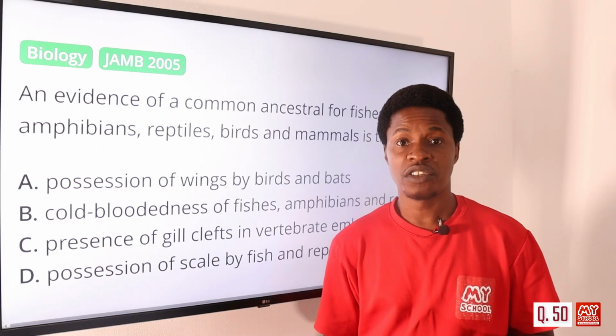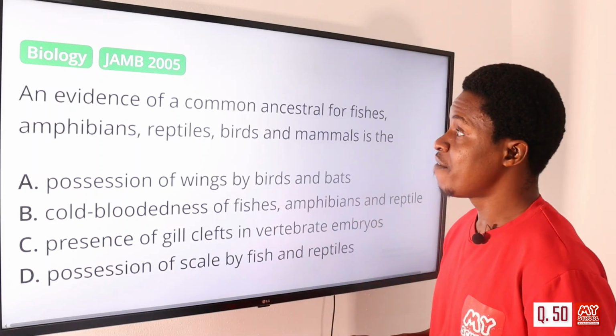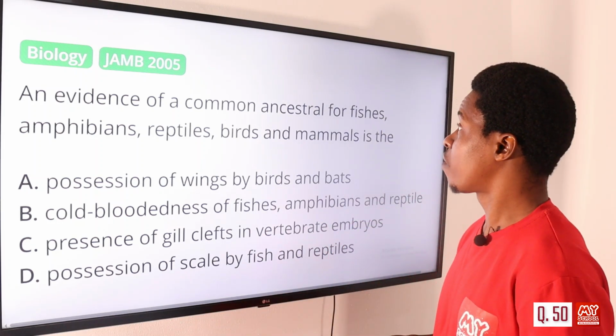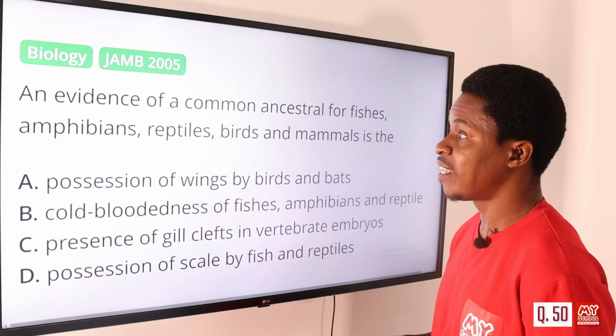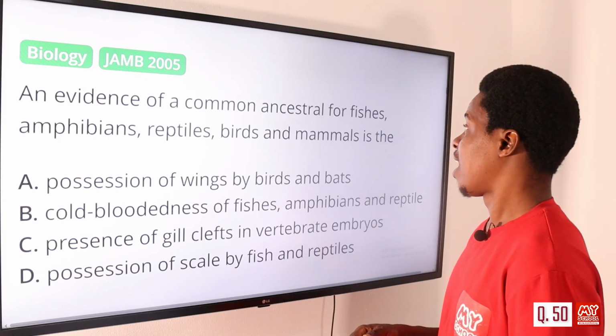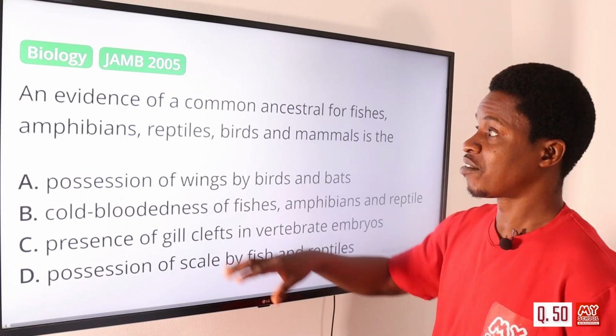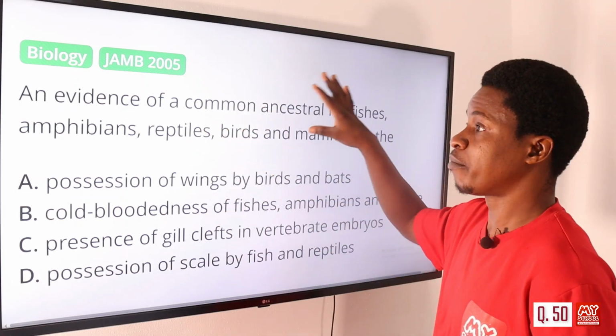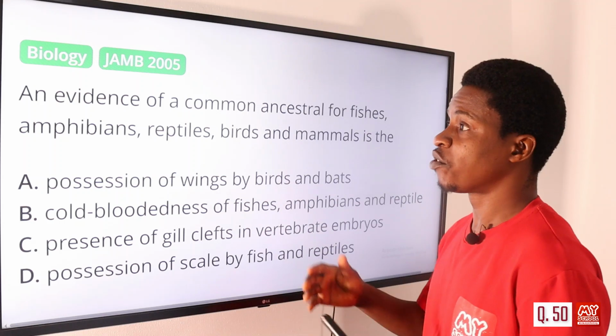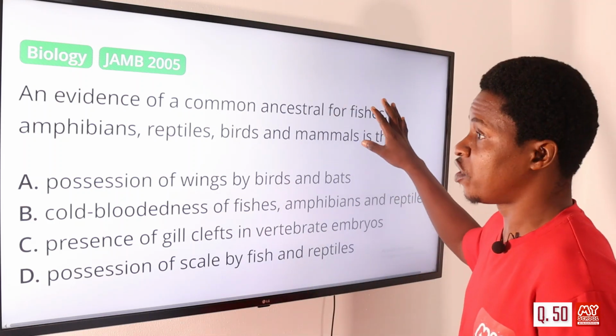Now let's move on to question number 50. An evidence of a common ancestor for fishes, amphibians, reptiles, birds, and mammals is the what? This actually has to do with the advancement, the complexity. That's the evolutionary study of the fishes.